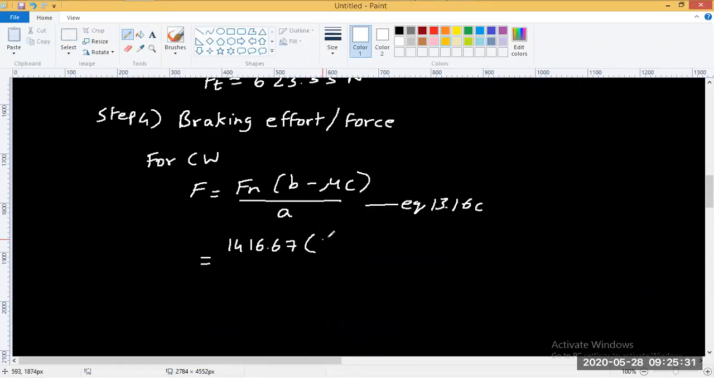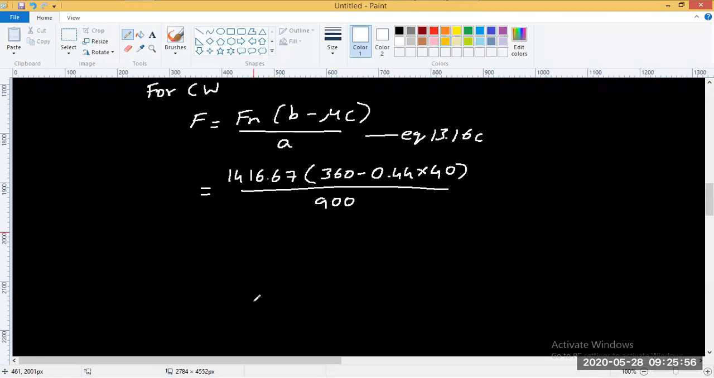So B was 360 minus mu times 0.44 times C, which was 40 mm. All those data we extracted from the figure given in the question, over 900. Let's calculate this and find the force F for clockwise. Similarly, let's write F equals this much. Let's try to calculate and post it in the group chat.